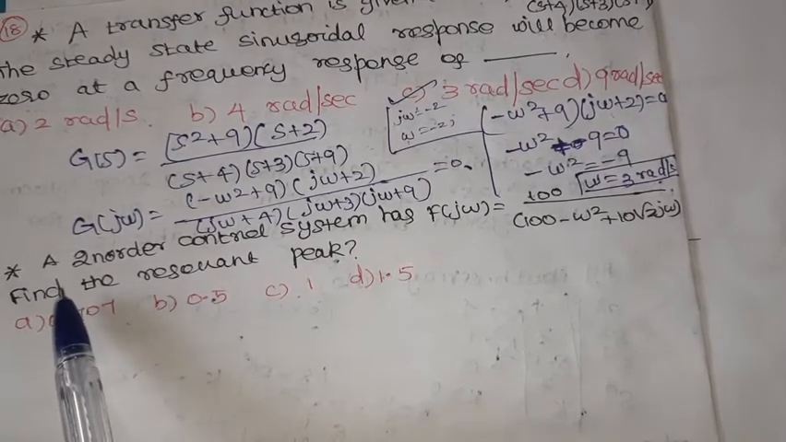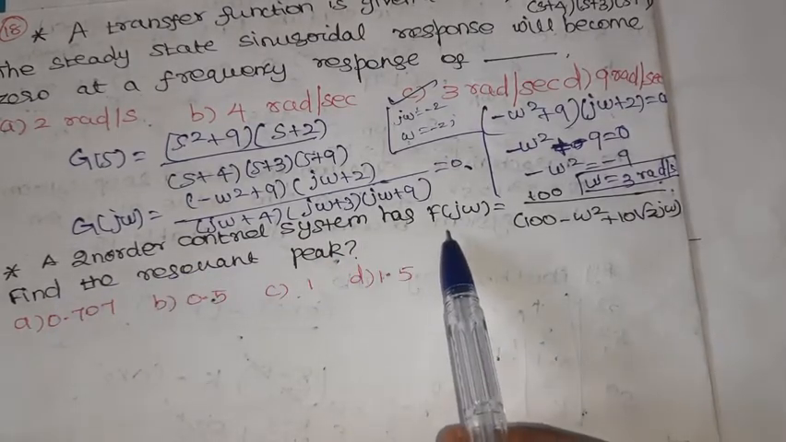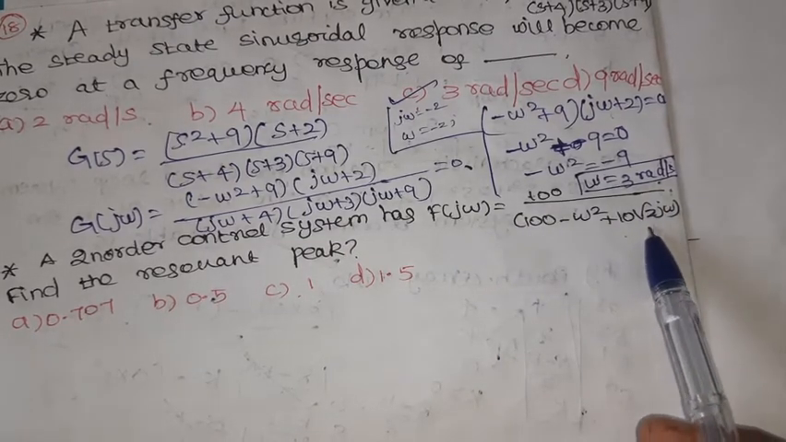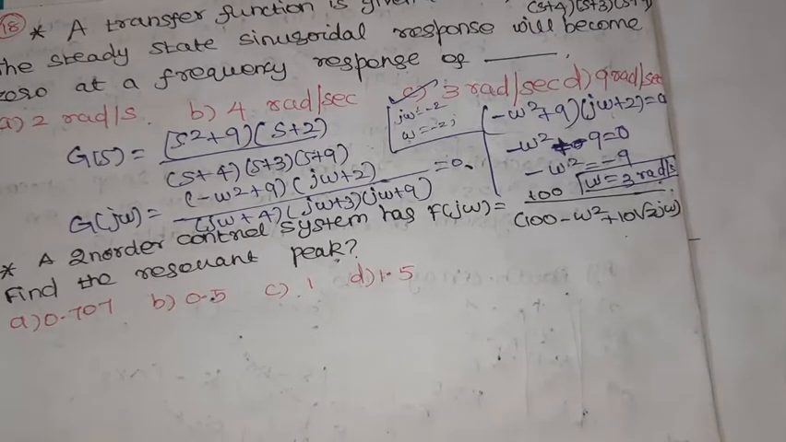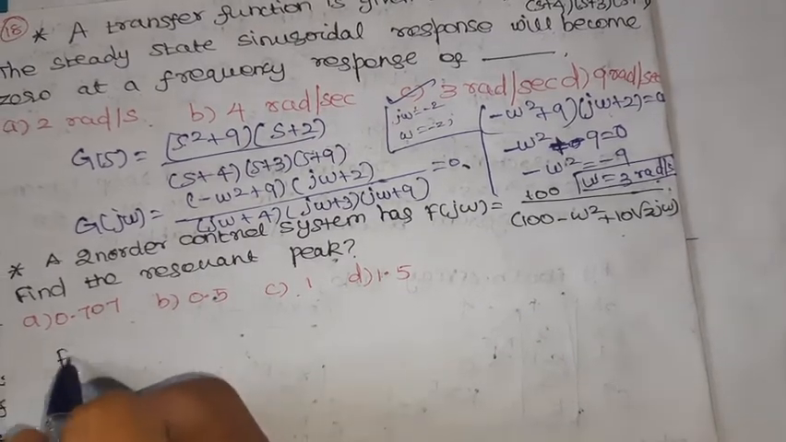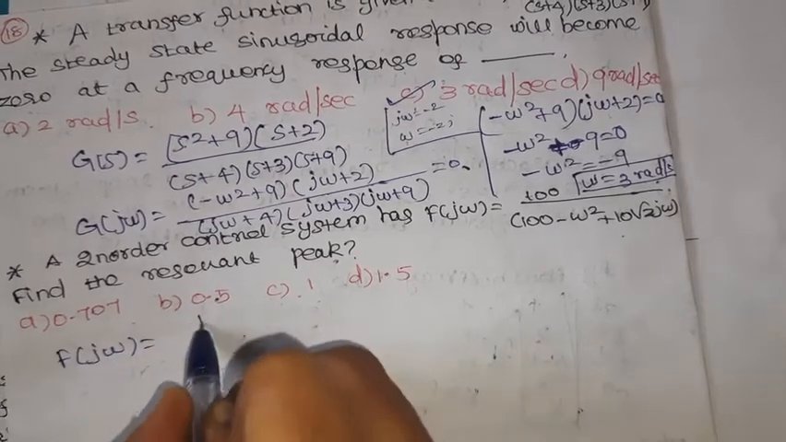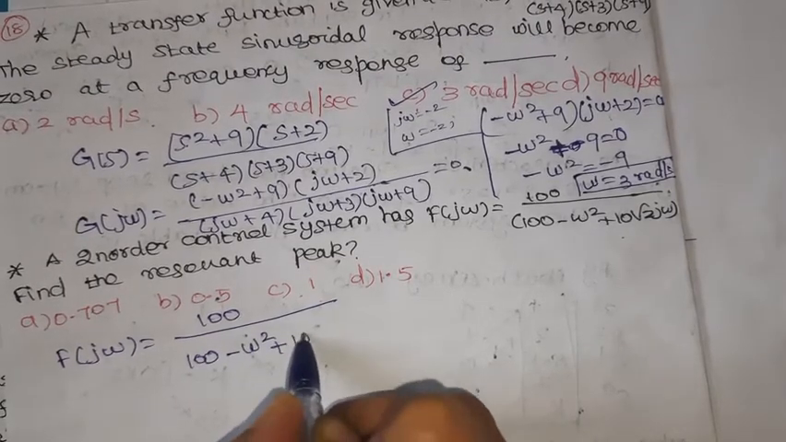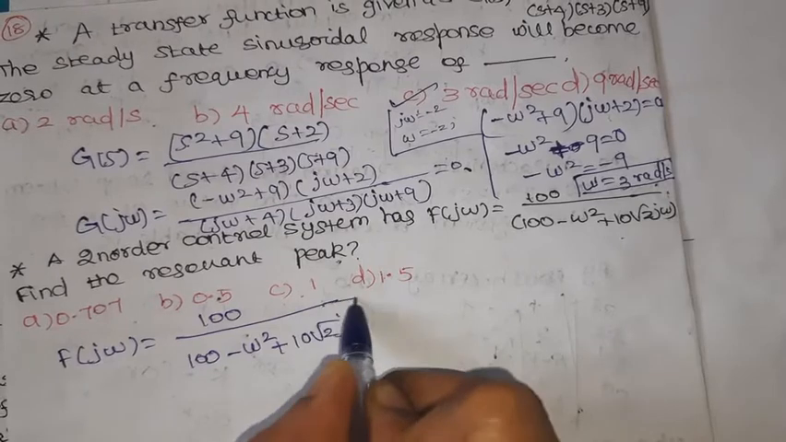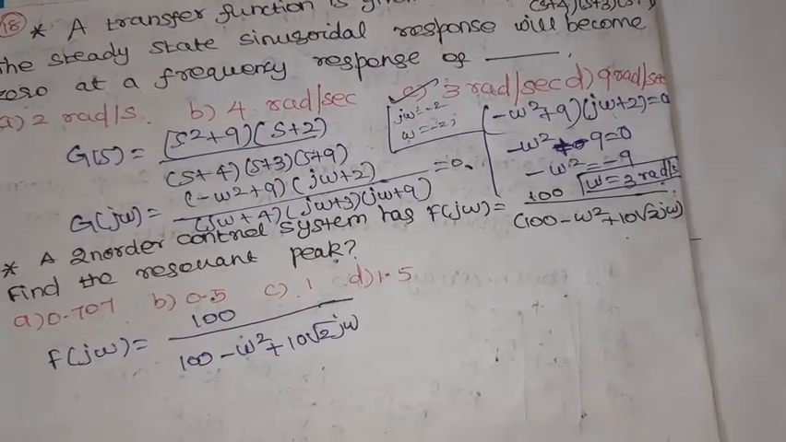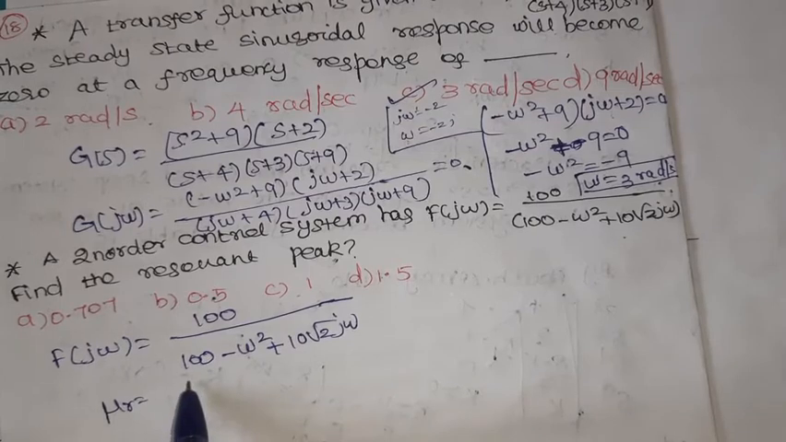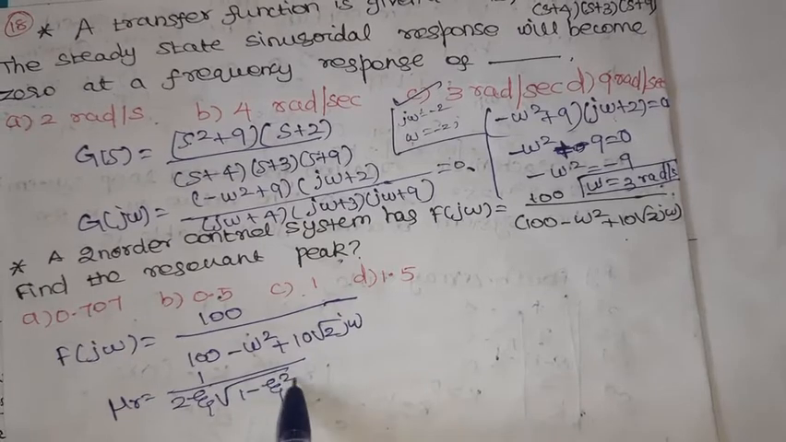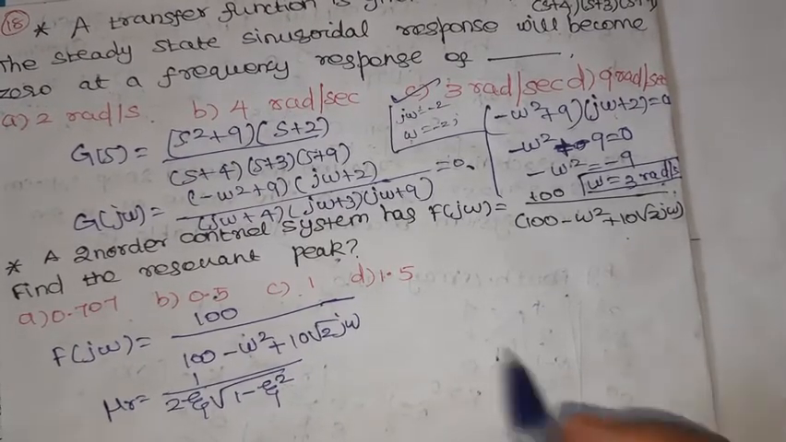A second order control system has F(j omega) equal to 100 divided by (100 minus omega squared plus 10 root 2 j omega). Find the resonant peak. We need to find the resonant peak value. What is the formula? Resonant peak is 1 divided by 2 zeta root (1 minus zeta squared). This is the formula for finding the resonant peak value.